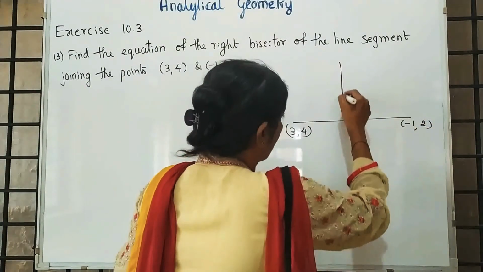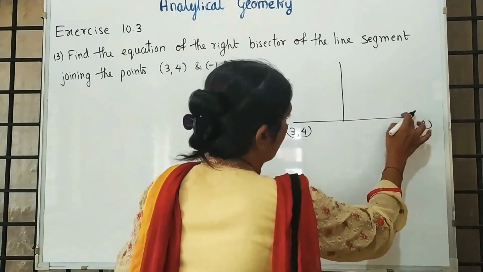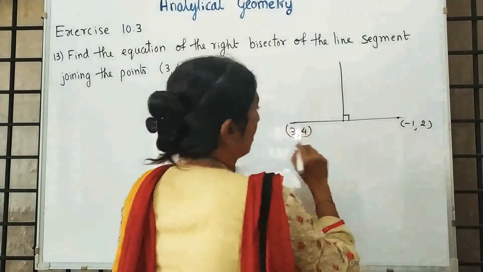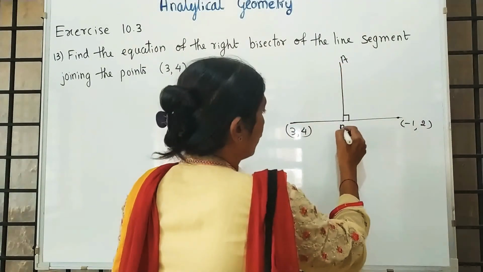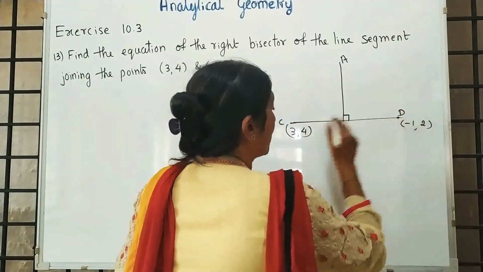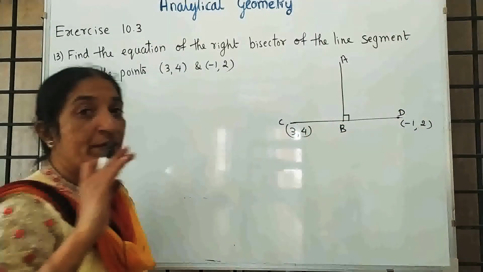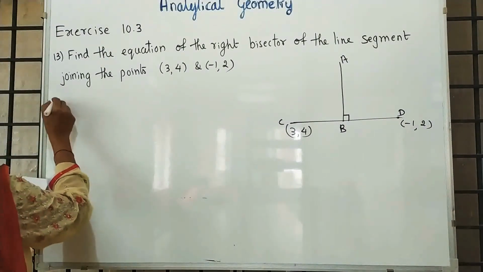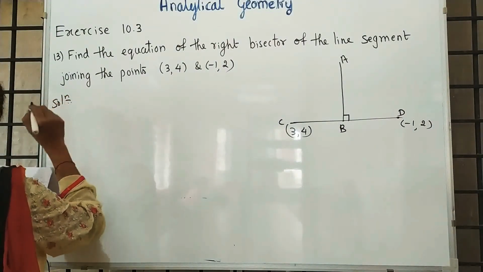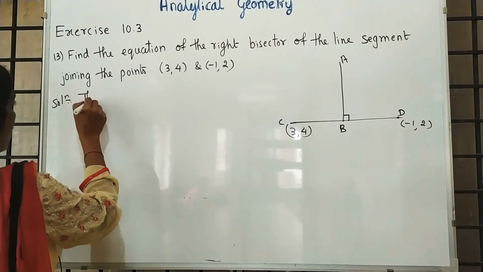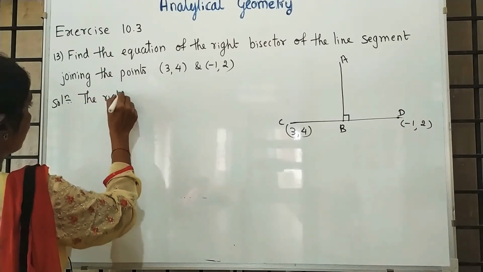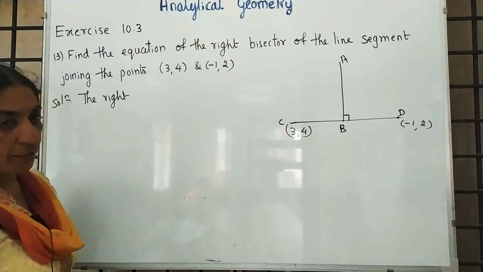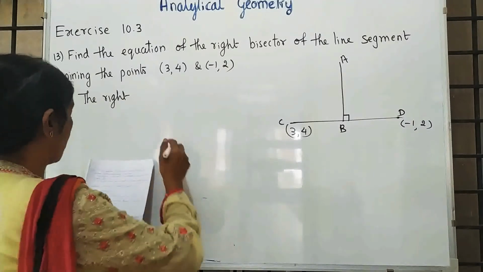Right bisector. Bisector means it is a midpoint. This is a midpoint and perpendicular. We have to find the equation of AB. This is perpendicular to CD as well as B divides CD into two equal parts. So here the right bisector means it is perpendicular.